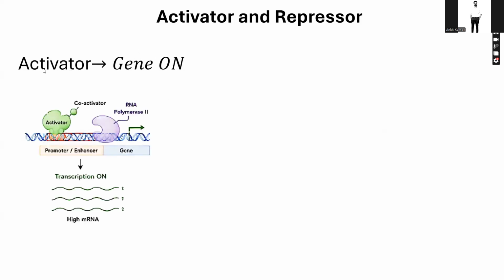Now coming to the next part, that is activator and repressor. This is another important part. An activator enhances transcription by recruiting a co-activator and the RNA polymerase. So an activator turns the gene on. It recruits the co-activator and then RNA polymerase to promote gene expression, and it will transcribe this gene, and the transcribed gene will be expressed as mRNA, and then you will get high mRNA content.